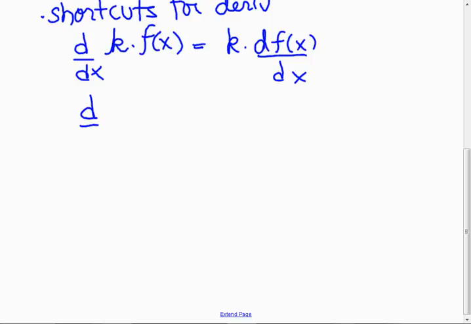So what's the derivative of a sum or difference? Are you okay if I just shortcut it a little bit? It's just f prime plus g prime. Oh, let's make it plus or minus.